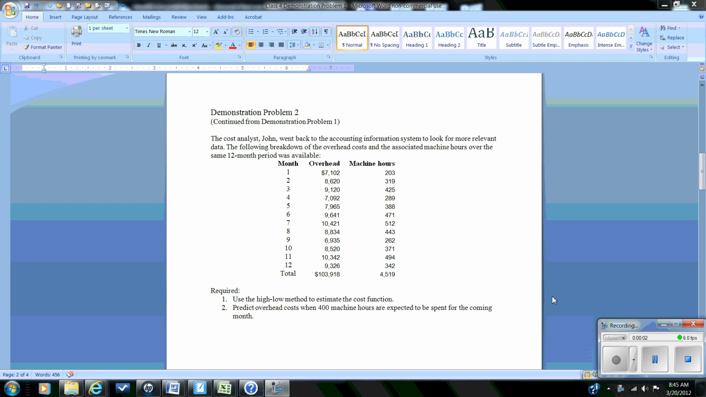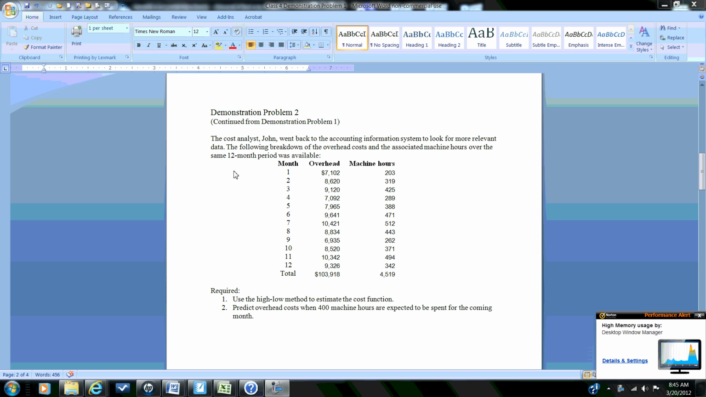This is the second in the series of techniques that are used to estimate costs. And we're going to be looking at our first statistical method, which is known as the high-low method. And for this, we're going to use a demonstration problem.